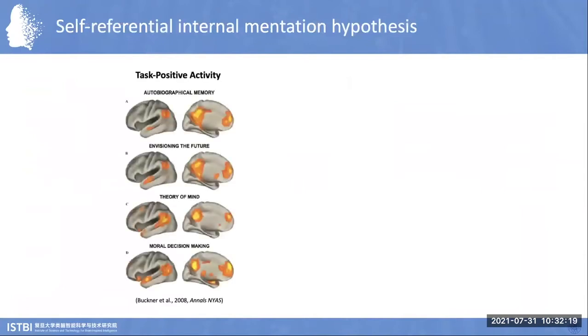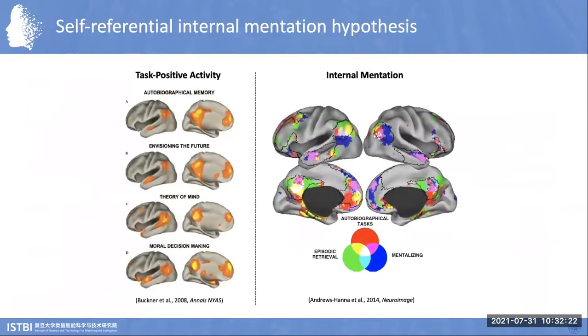When it comes to the hypotheses related to what it actually does, as I said earlier, there's a variety of different active task conditions in which we see greater default mode network activity. Some of these are related to autobiographical memory retrieval or thinking about the future, or a bit more social cognition, such as theory of mind or moral decision making. So taken together, one of the earlier hypotheses related to the default mode network contribution to cognition was about internal mentation. So things that are self-referential and related, but more focused internally as opposed to dealing with external task demands.